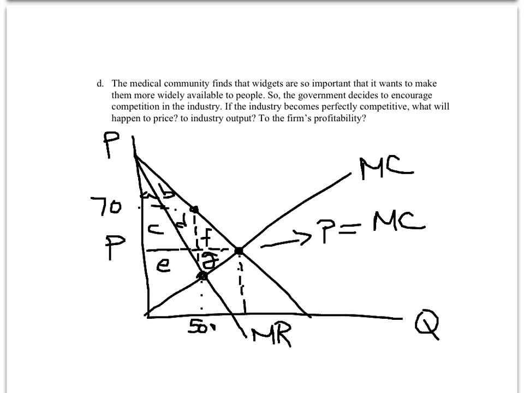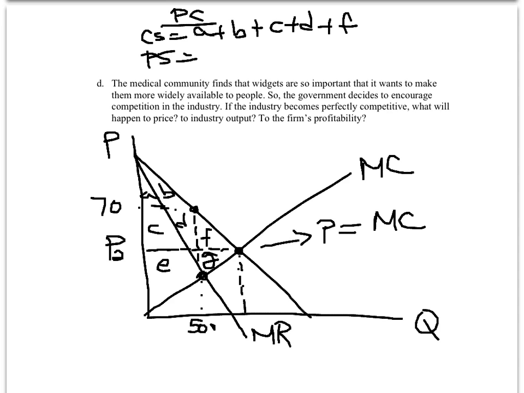Well, with perfect competition, the consumer surplus is, well, the price is P, let's call this P2. So at that price, consumer surplus is A plus B plus C plus D plus F, and producer surplus is going to be E plus G.